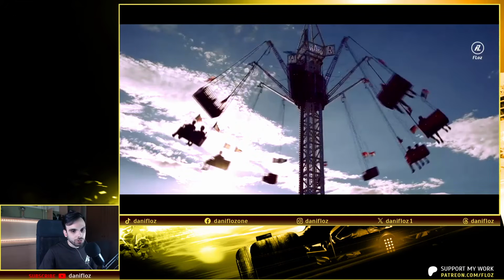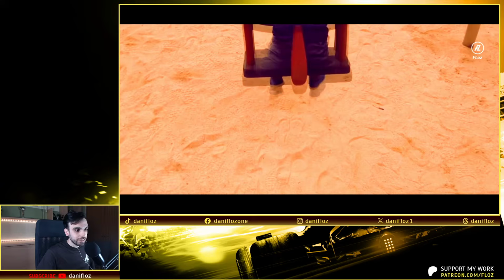I'm representing that concept of life in this kind of swings on the air that is doing circles. Like every one of us, it's in one of the chairs on the air doing circles. And I show you a little kid in a swing.